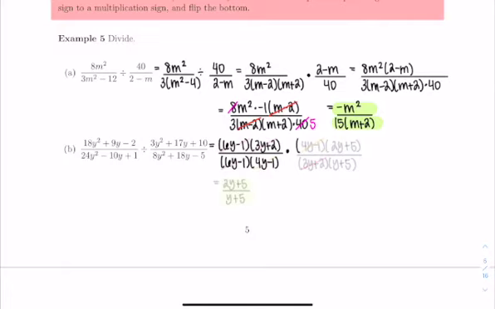So looking at the denominator, 8y squared plus 18y minus 5 can be factored as 4y minus 1 times 2y plus 5. And the denominator, which was the numerator, 3y squared plus 17y plus 10, can be factored as 3y plus 2 over y plus 5. And so I'm going to show you another way we can approach this.